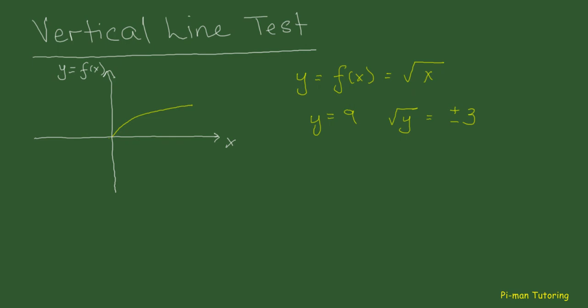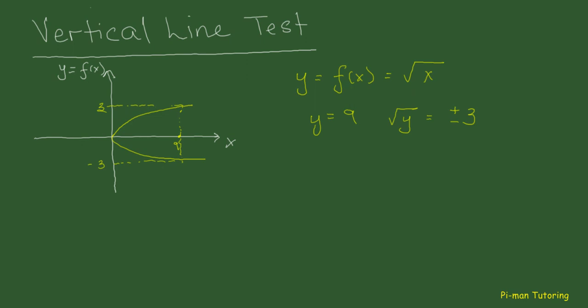And so you may have seen the square root function drawn in this fashion. So here is 9, square root of 9 would be 3, square root of 9 is also negative 3. And so you might look at this and say, well, this is not a function. It fails the vertical line test.